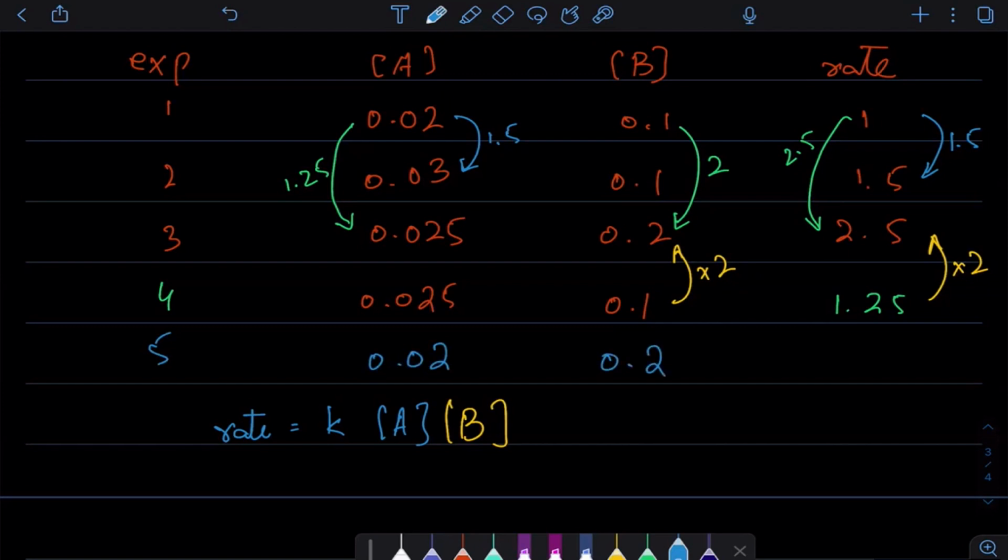There's a problem. I have absolutely no idea how B impacts the rate. 0.02 पे rate 1 से कहीं पे भी जा सकता है क्योंकि इसका इम्पैक्ट तो मुझे नहीं पता. So we make an informed decision.